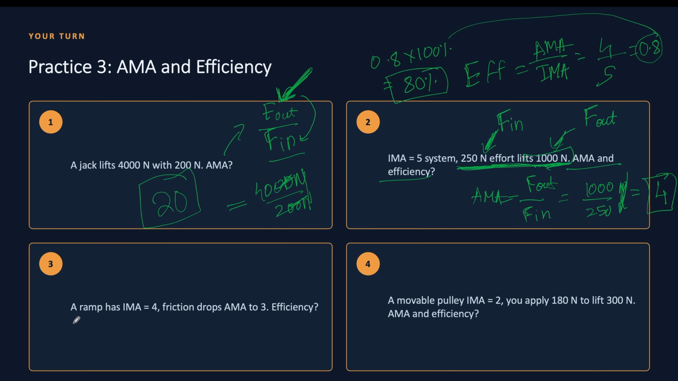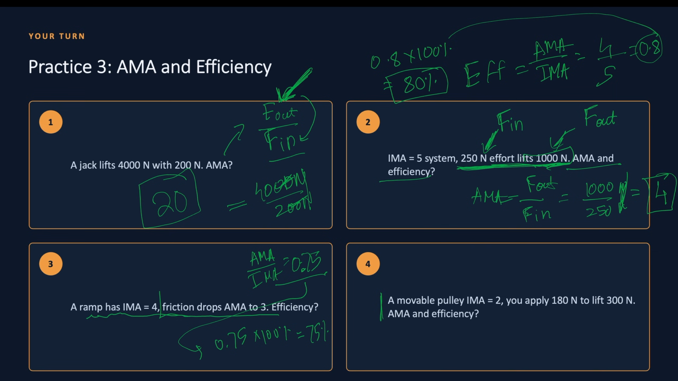Now, a ramp has ideal mechanical advantage of 4. Friction drops actual mechanical advantage to 3. What's our efficiency? Actual mechanical advantage over ideal, which is just about 0.75. But always remember, this should come as a percentage, right? Or, in this case, 75%.